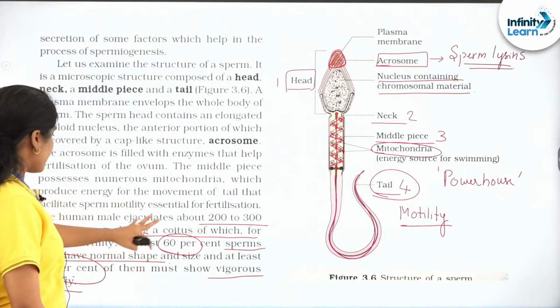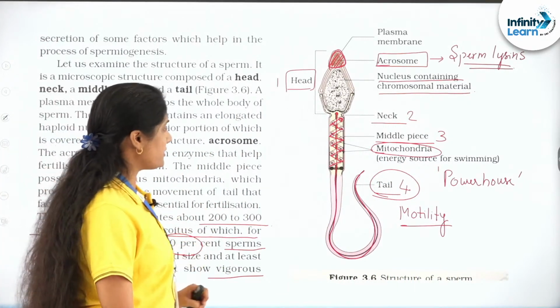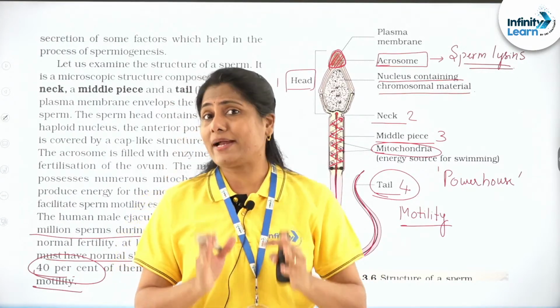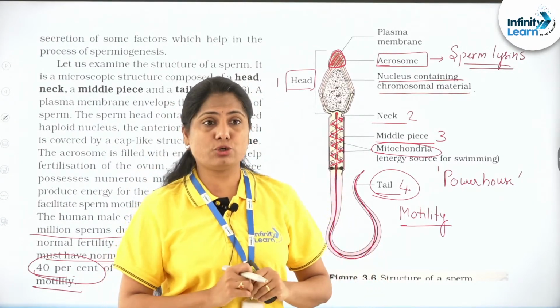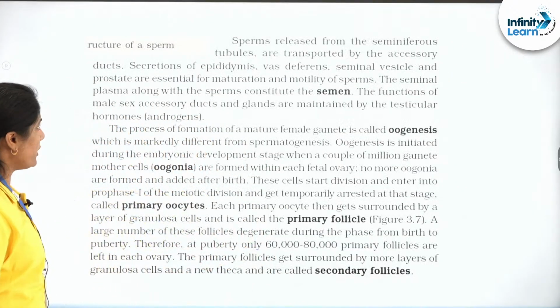So we have 60% of the sperm with normal shape, and at least 40% that show very vigorous movement, and that's quite important for the fertilization to take place. We will discuss the infertility reasons as well at a later point of time.